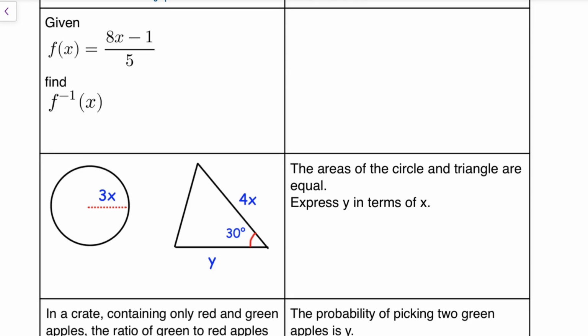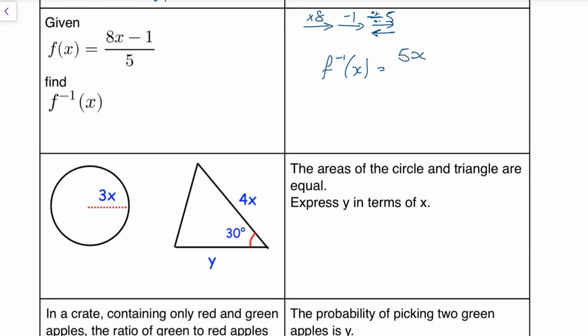Given a function, find f minus 1 of x. Now, because x only appears once, there's a fairly simple way of doing this, which is I do a flow diagram. So what do I do to my x? Well, the first thing I do is multiply by 8, then I take away 1, and then I divide by 5. Which means my inverse function is going backwards the other way. So I'm going to take my x and do it the other way.